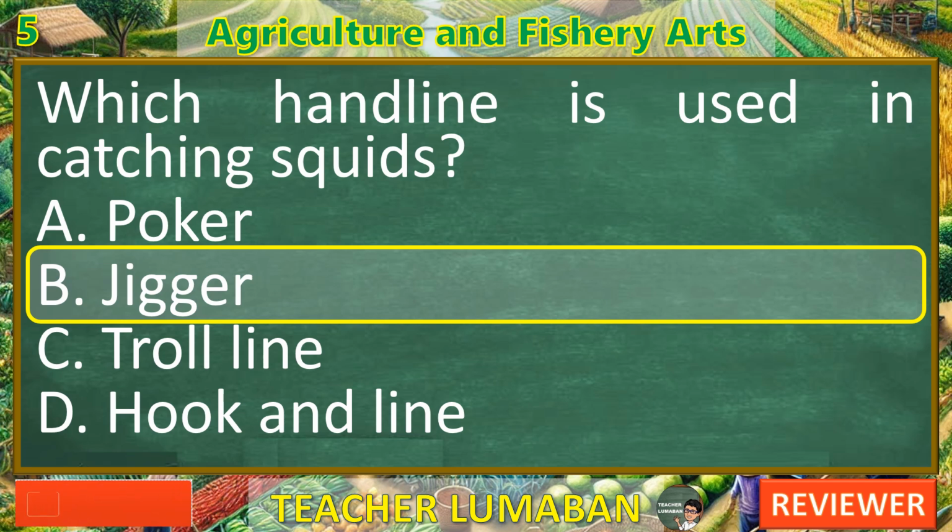C. Troll line. A troll line is a fishing method where lines with baited hooks are dragged behind a moving boat to catch fish, typically larger species like tuna or marlin. This method is not used for catching squids.